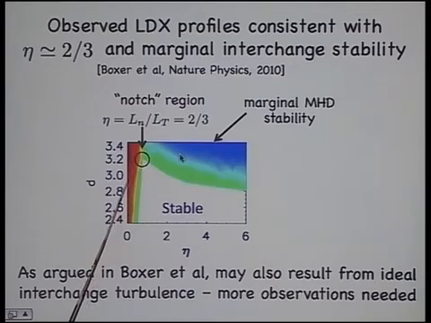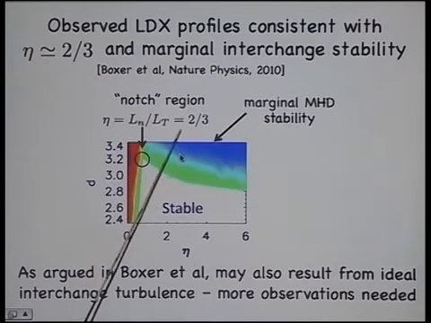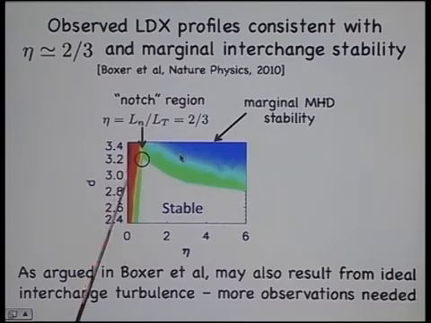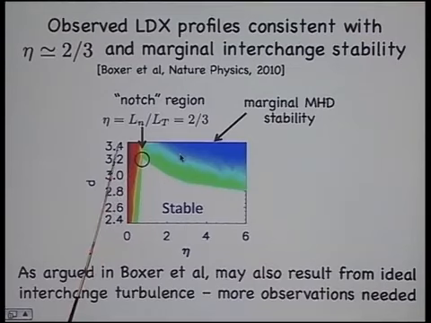So our prediction is that the natural state for transport for the profiles would be roughly what they claim to see in this paper, eta on the order of 2/3. Their measurements are not that precise yet, and near the ideal stability boundary.